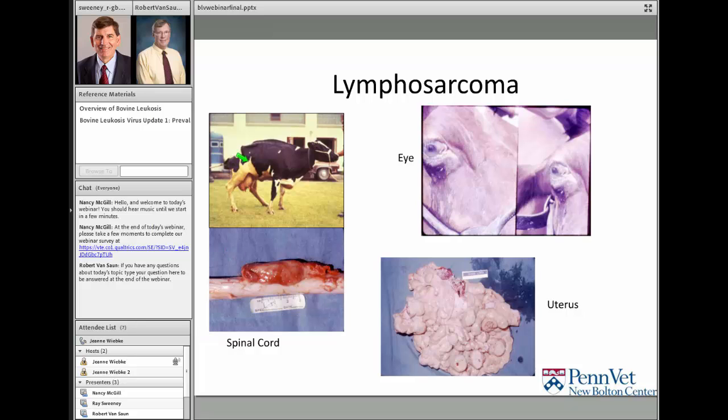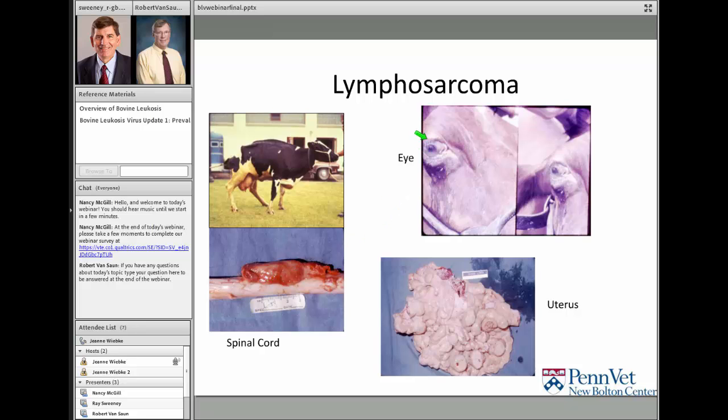A third site that we commonly see tumors is in the spinal cord. And when the tumor puts pressure on the spinal cord, it causes paralysis, usually of the hind legs. And so you'll see the cow will get progressively weaker and ultimately fully paralyzed in the hind legs and unable to stand. And this is a specimen from an autopsy on this cow that shows this tumor mass that was in the spinal canal putting pressure here on the spinal cord.